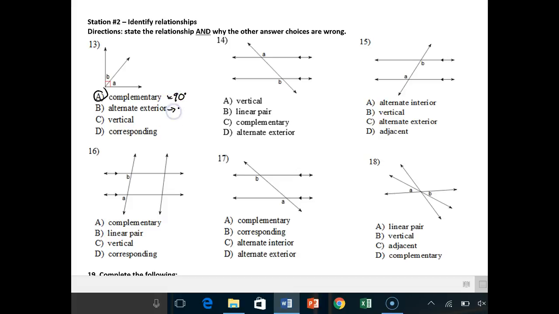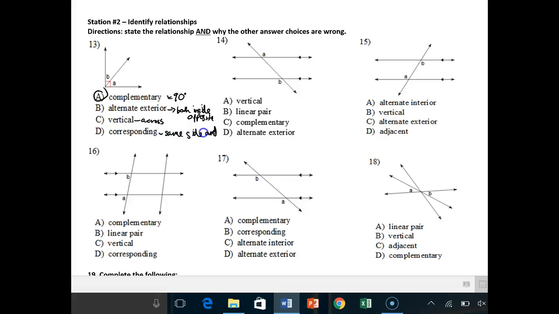This is not transversal, so both inside, opposite. Again, this is not a transversal. This is not across from each other. And this is not transversal, they're not same side. Skip.